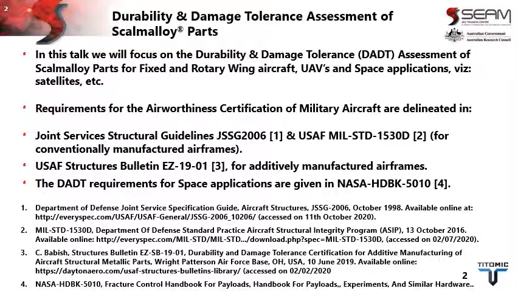The requirements for the airworthiness certification of military aircraft are delineated in the U.S. Joint Services Structural Guidelines, JSSG 2006, and the United States Air Force Mil Standard 1530D. However, for additively manufactured airframes, the certification requirements are spelt out in USAF Structures Bulletin EZ 1901. The damage tolerance and durability requirements for space applications are given in NASA Handbook 1510.